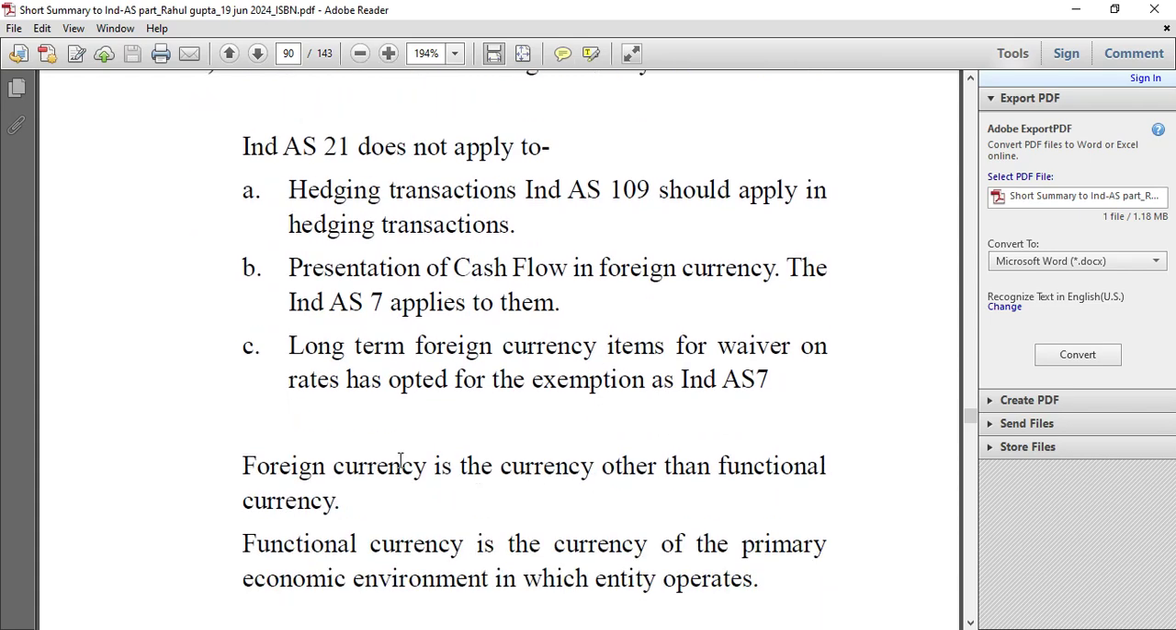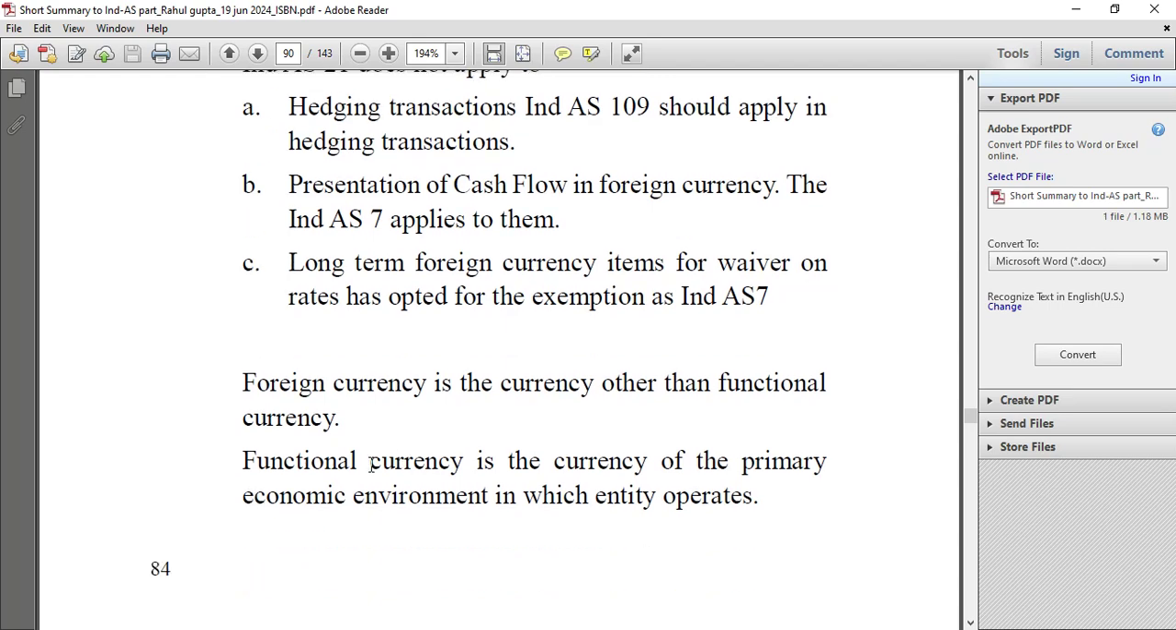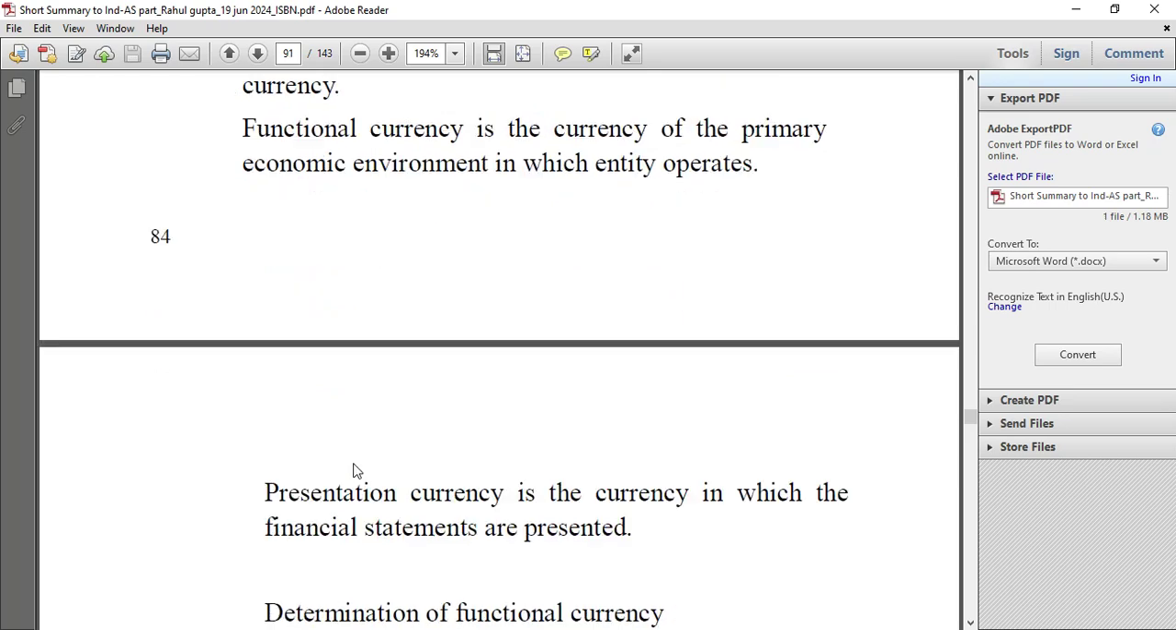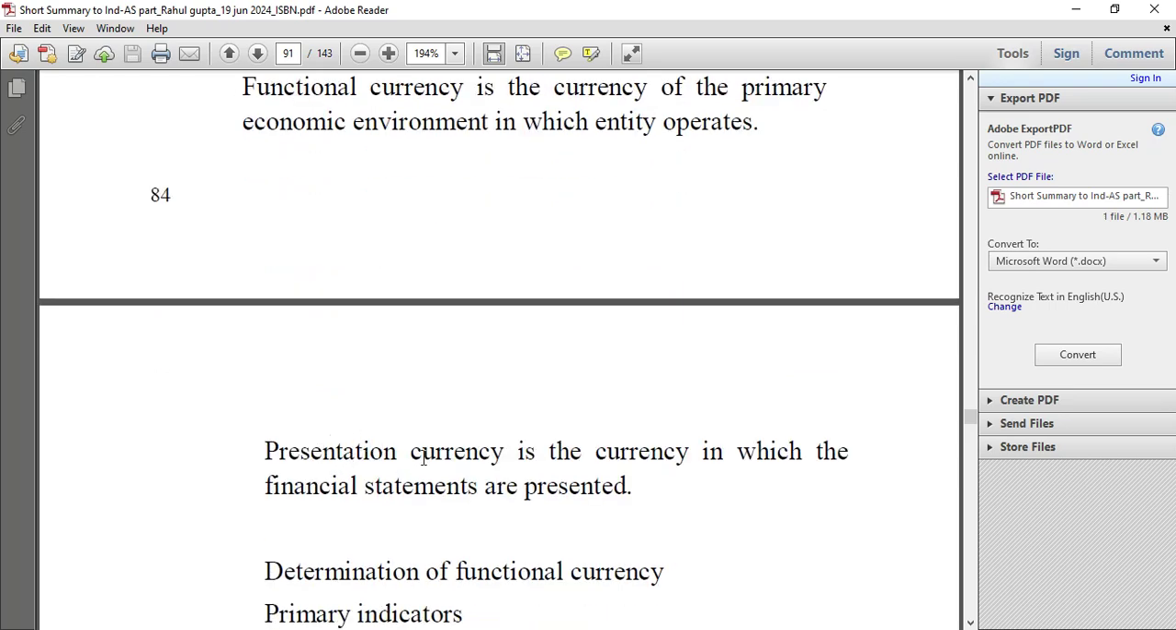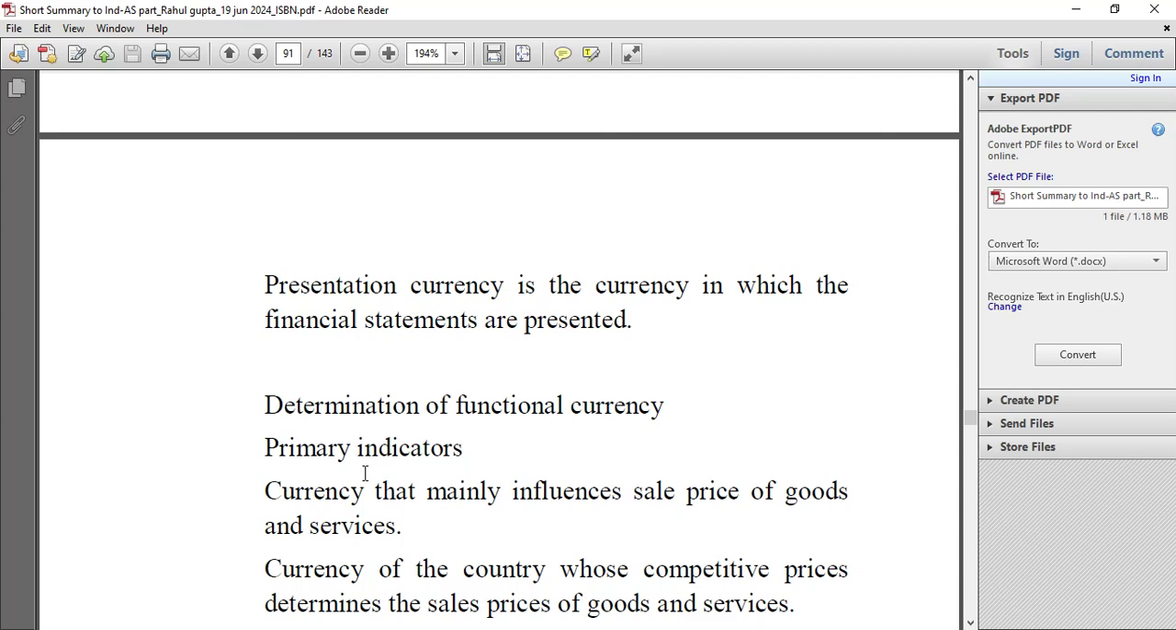Foreign currency is the currency other than functional currency. Functional currency is the currency of the primary economic environment in which it operates. Presentation currency is the currency in which the financial statements are presented.